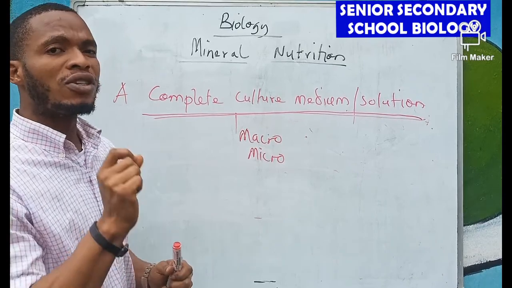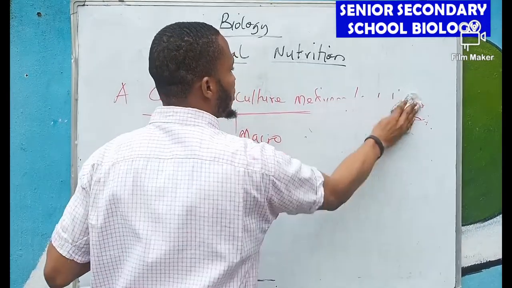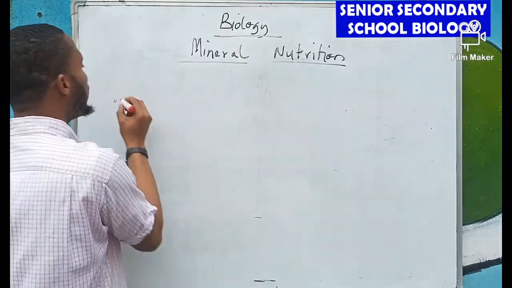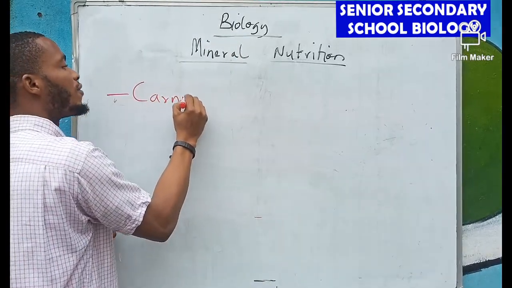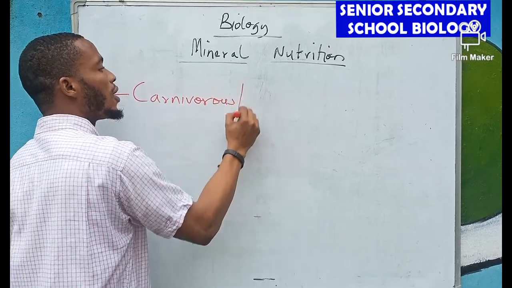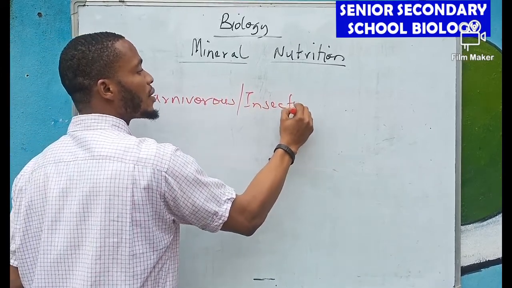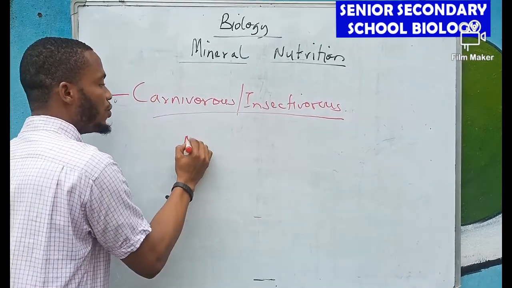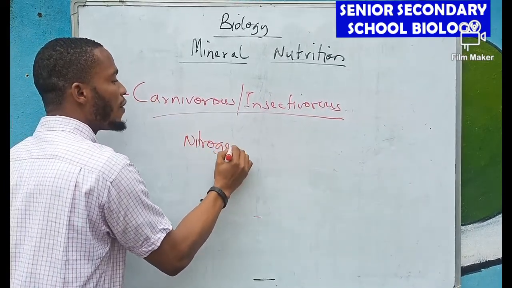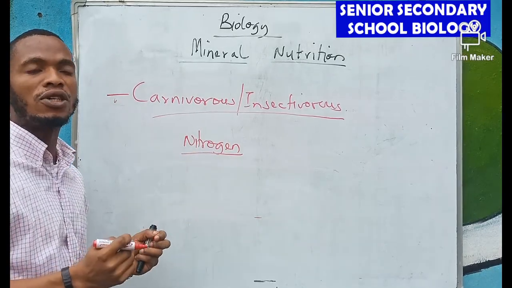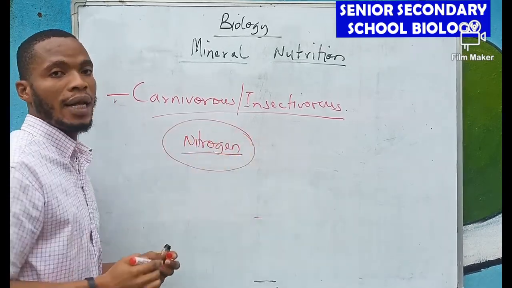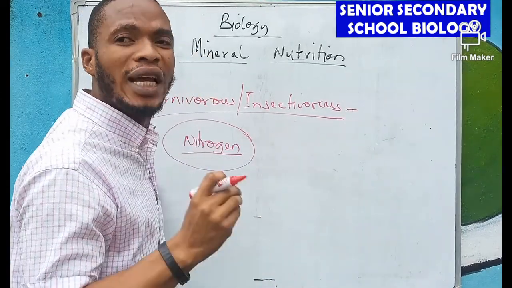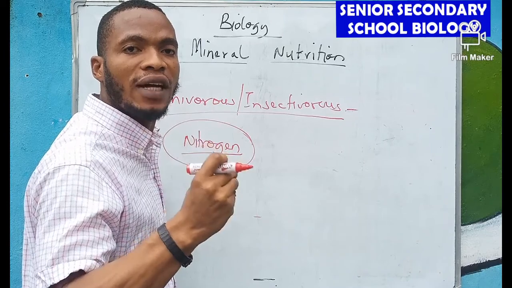Now, there's another special type of plants called the carnivorous plants. I also call them the insectivorous plants. Now, these plants live in an environment where the soil does not have nitrogen. So they also need to get nitrogen, just like this nitrogen is a macro element. So these plants live in an environment that does not have nitrogen, but they have to have a way to get nitrogen needed for their flourishment.